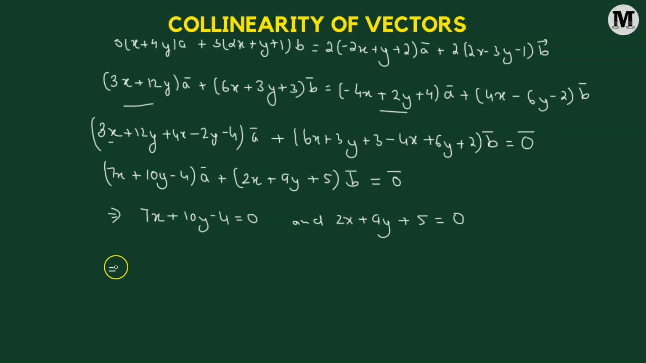This is going to give us x equals 2 and y equals negative 1. Now I'll be leaving this as an exercise for you to solve. It's a very simple linear equation in 2 variables. So we have successfully solved the problem. We were asked to find out the value of x and y. X will be 2 and y will be negative 1.